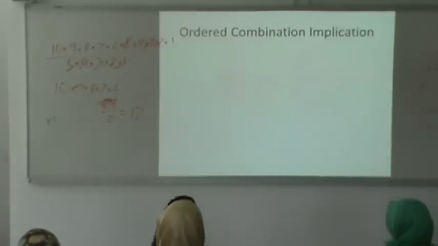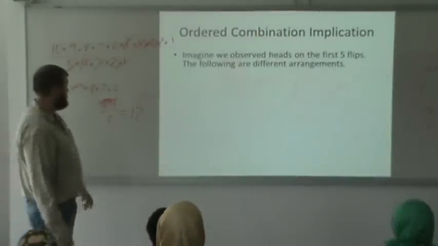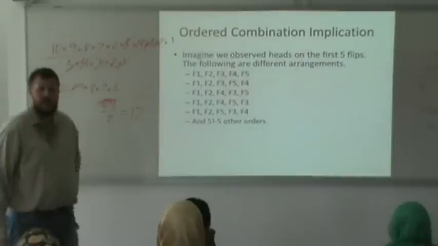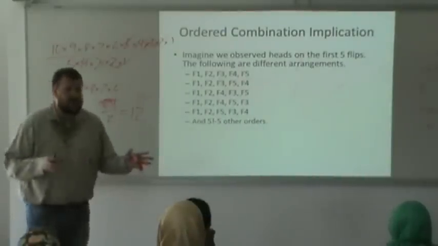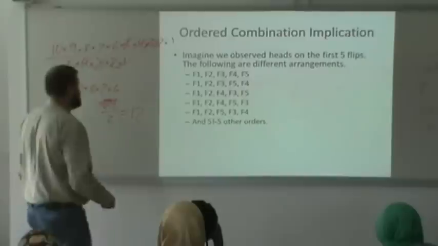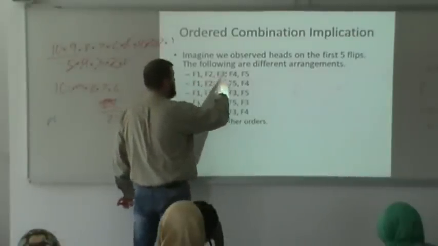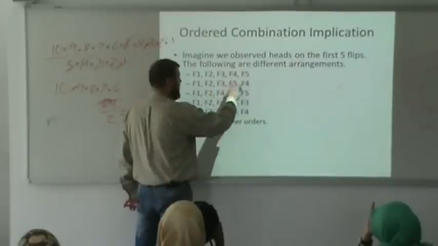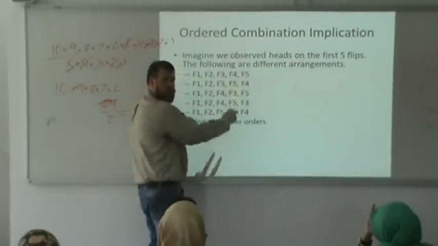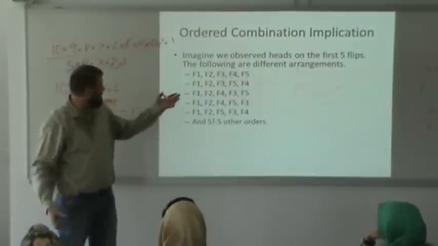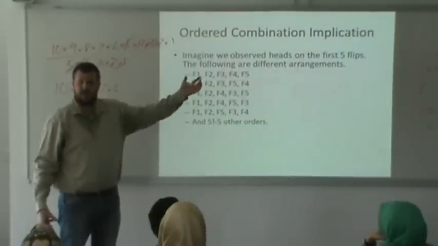Okay, back to the heads again. An implication of the ordered combination is that all of these things are considered different arrangements. Imagine that we get heads on the first 5 flips. The way we calculated things earlier, F1, F2, F3, F4, F5 is different than F1, F2, F3, F5, F4. But really, it's the same combination. We still have the same 5 flips that heads occurred on.